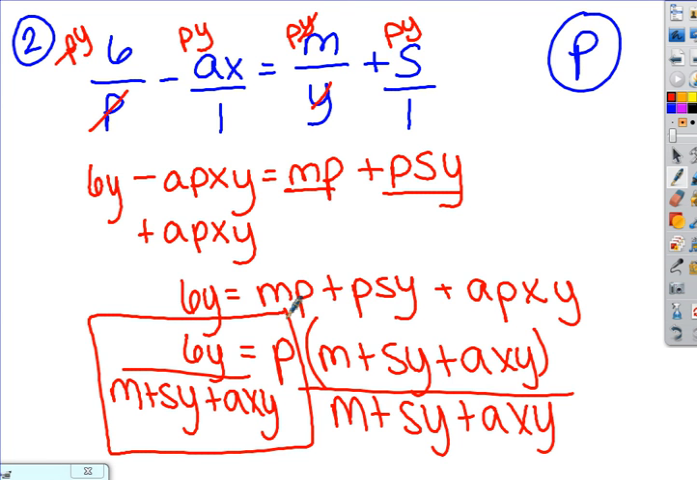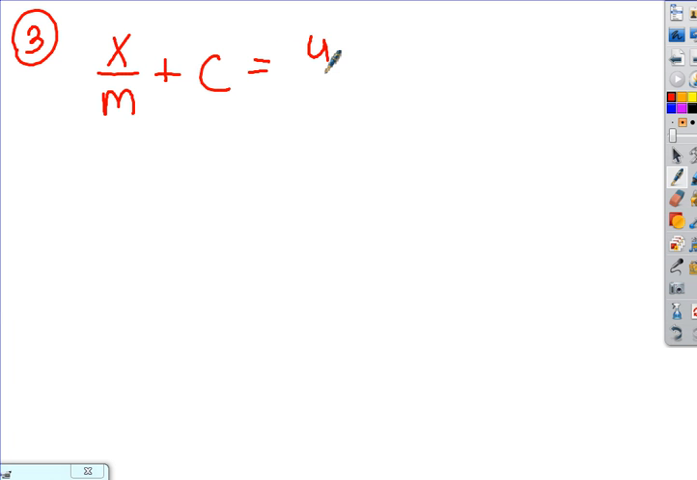Let's go ahead and try one on your own. Example 3. x over m plus c equals y over a. Pause the video and try this example by yourself. Let's check your solution to see what we got.